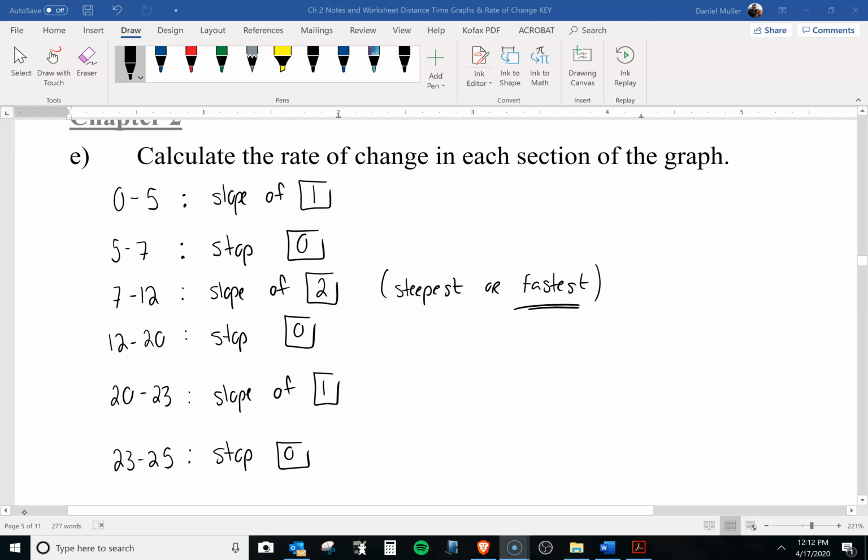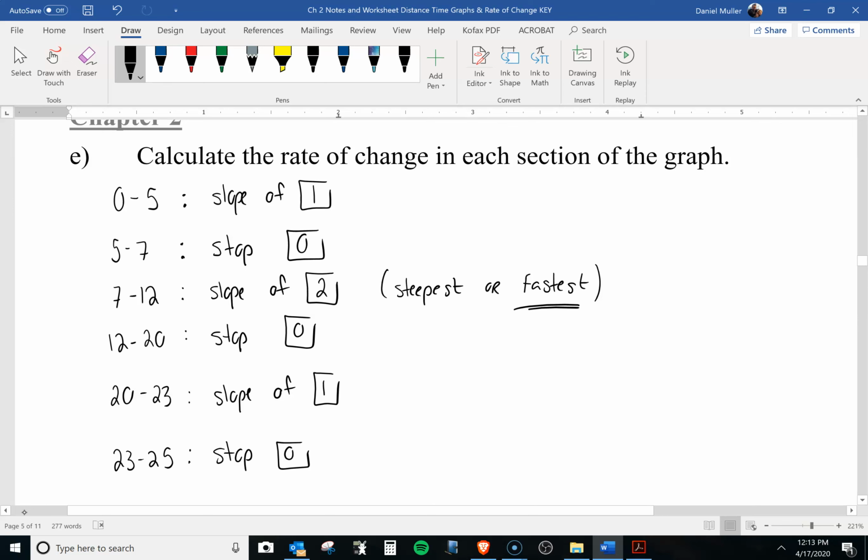We stop again here. We have a slope of 0. And then we stopped, I think that was an 8-minute stop. And then we drive again here, for 3 minutes, and again at a slope of 1. And then the last area here, we stop again for 2 minutes. And so that was the rate of change we calculated.